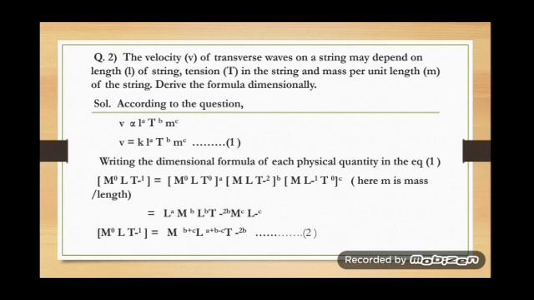V depends on L, T and m. Therefore, the equation will be V is directly proportional to L to the power a, T to the power b, m to the power c. Now on removing the proportionality sign, we will put the constant, and we get V equal to K L to the power a, T to the power b, m to the power c.